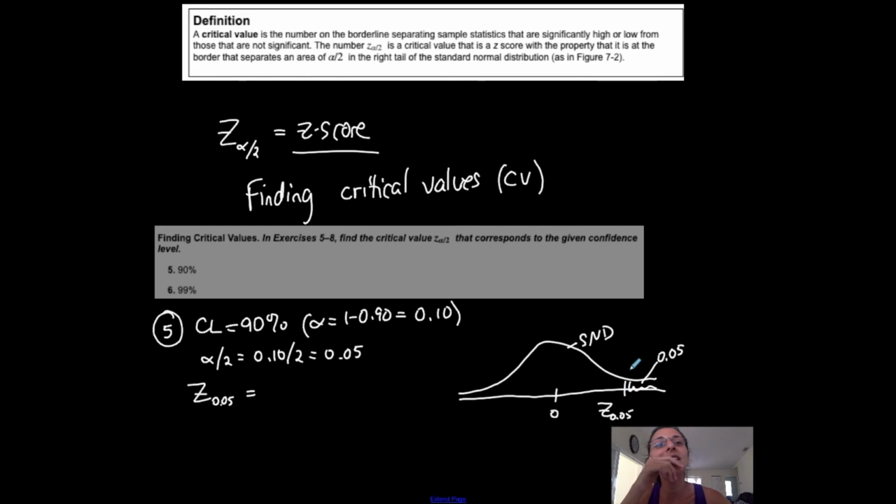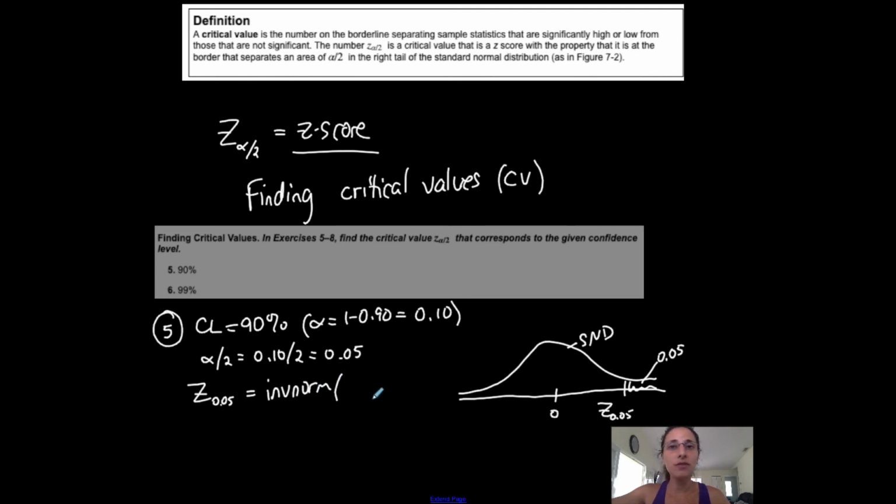How do I find a z-score if I know an area? Well, back in chapter 6, what we do, normal CDF or inverse norm. Well, which one finds the critical value? Which one finds the z-score if I know the area? Normal CDF or inverse norm? Inverse norm.